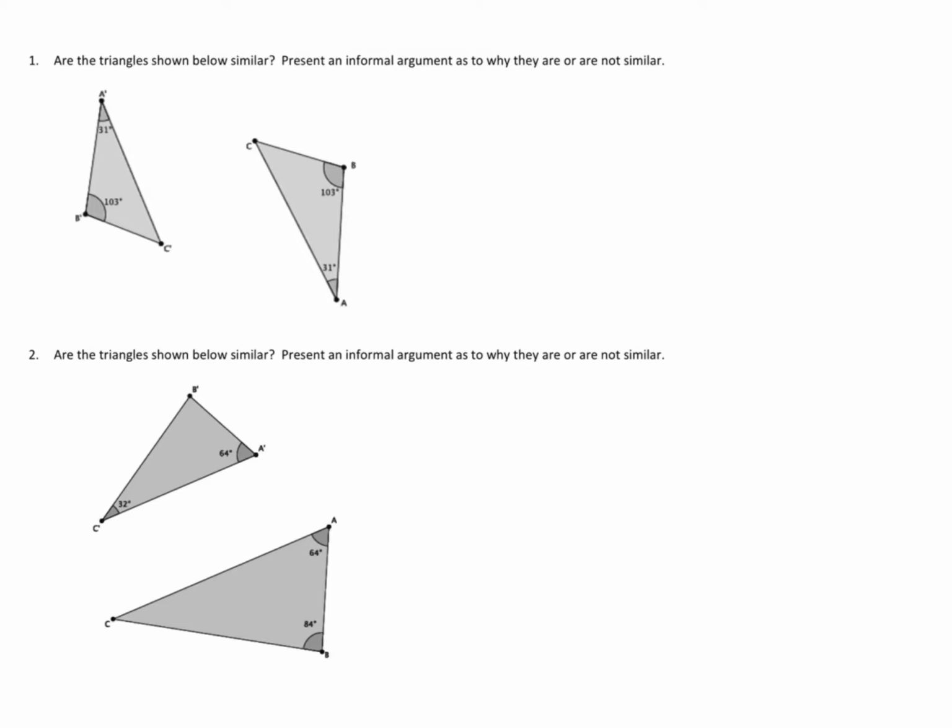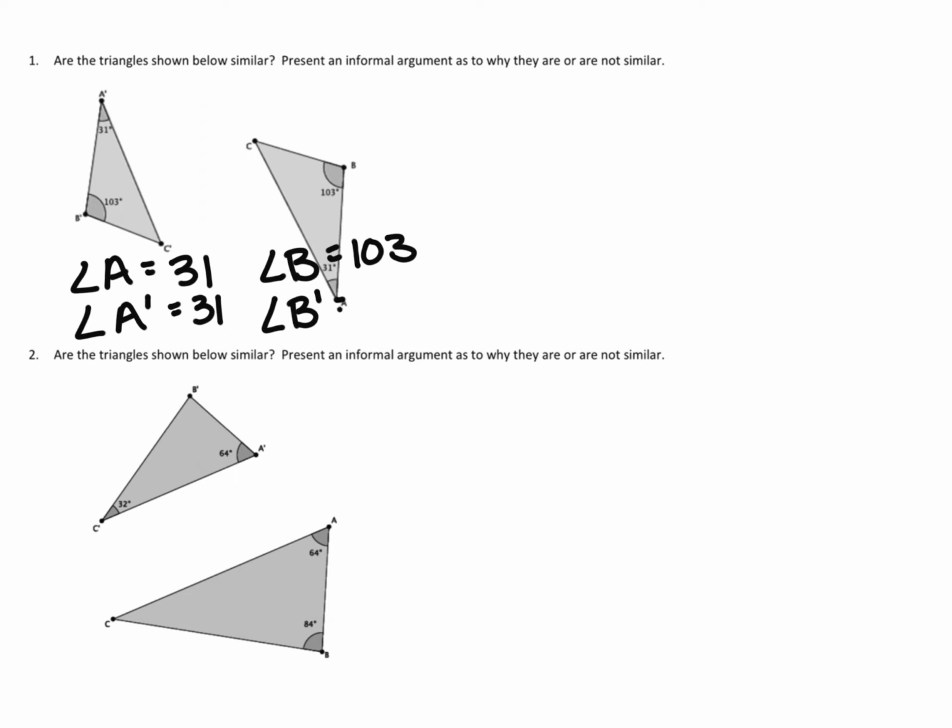In number 1, are the triangles shown below similar? Present an informal argument as to why they are or are not similar. We have angle A is 31 degrees, and angle A prime is also 31 degrees. Angle B is 103, and angle B prime is 103.